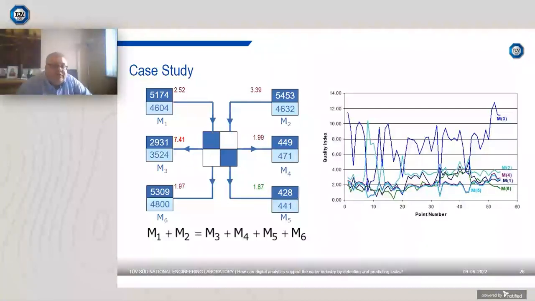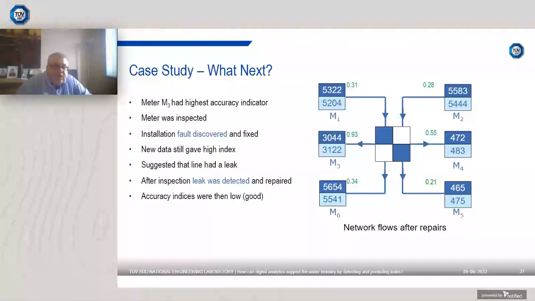Generally, if the value of this quality index exceeds 2 for a 95% confidence level, then the measurement should be scrutinized. Commonly, the quality index for an individual measurement is plotted against time, as you can see from the graph on the right. In this way, reconciliation can act as an early warning system against instrumentation drifting out of calibration. You can see how the quality index changes over time. Once the meters with the highest quality index have been identified, these meters should then be investigated and physically inspected to determine if there are any faults with the flow meter.